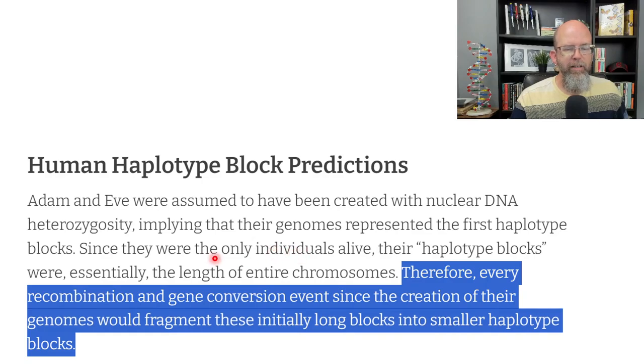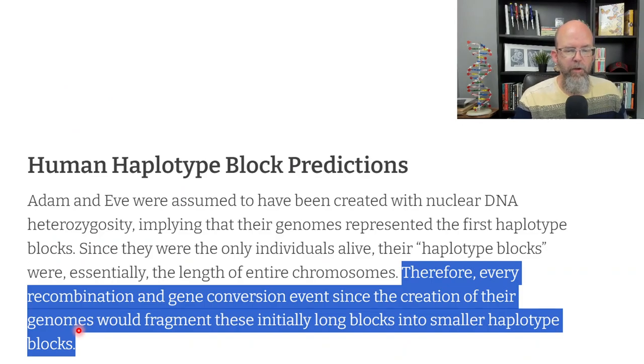Since they were the only individuals alive, their haplotype blocks were essentially the length of the entire chromosome. Therefore, every recombination and gene conversion event since the creation of their genomes would fragment these initially long blocks into smaller haplotype blocks. And Jeanson thinks this is the thing that can save species populations from going completely homozygous really, really fast. Hopefully what I just showed you at least gives you a hint that homozygosity is going to happen pretty quick. And what's happening is you're just losing variants along the way very, very quickly.